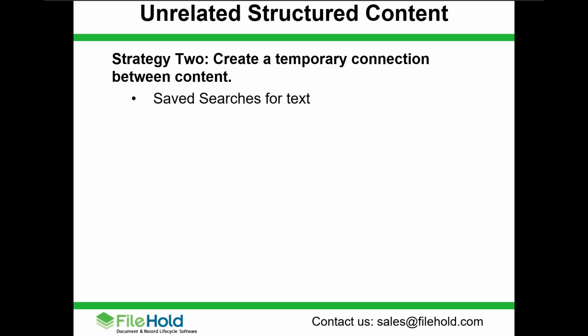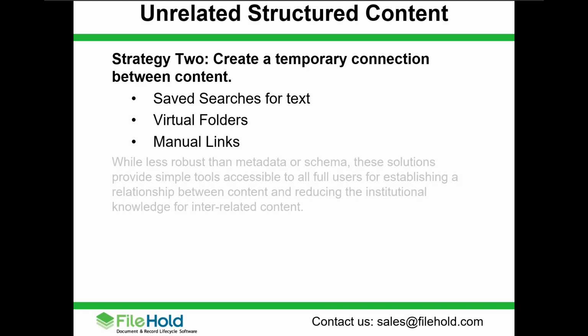We have three examples of this. The first one is saving searches within the text of the document. We're not focusing on the metadata, we're looking purely at the text of the document to find a relationship together through a saved search. Secondly, we can look at using virtual folders as a way of binding documents together. And third, we can look at manual links to forge a relationship to create an artificial structure between these documents.